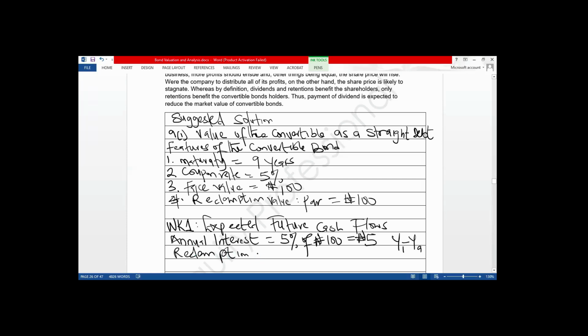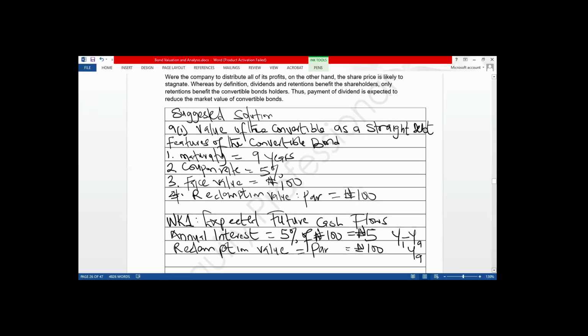Redemption value. That's par value, at par. That's 100 naira. That will be at maturity, year 9. We now discount this cash flow to their present value.